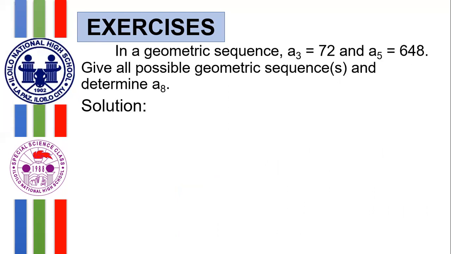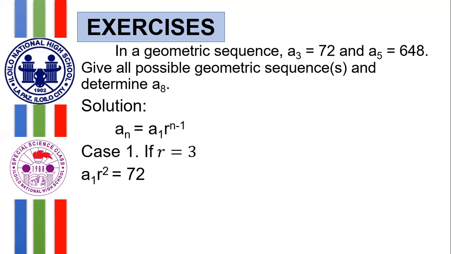Now, since we have two cases, let's take the first case when your r, or your common ratio, is positive 3. If that's the case, I will substitute it to this one earlier, which is a sub 1 r squared equals 72. Replacing r with 3 gives a sub 1 times 3 squared equals 72. 3 squared is 9. So 9 a sub 1 equals 72. Dividing both sides by 9 gives a sub 1 equals 8. So the first term here is 8.